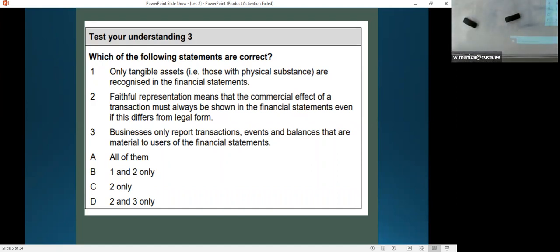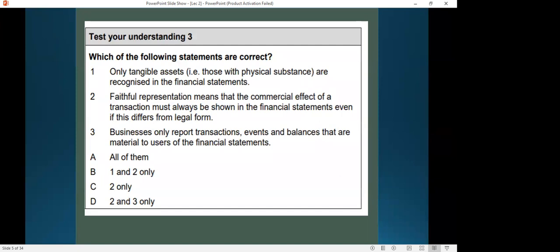Only material items have to be reported? No, this is again wrong. So none of them is the correct one. It means that this is wrong. The correct one is none of them is correct. There can be mistakes somewhere also. So that's why your skepticism is very much highly required.